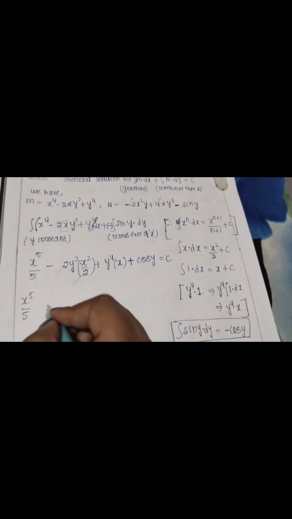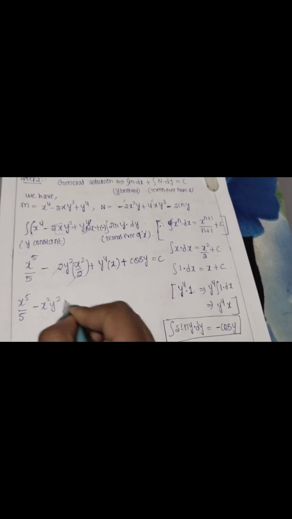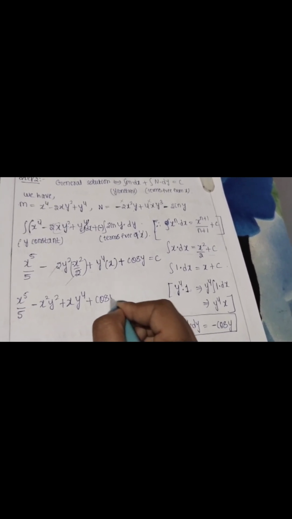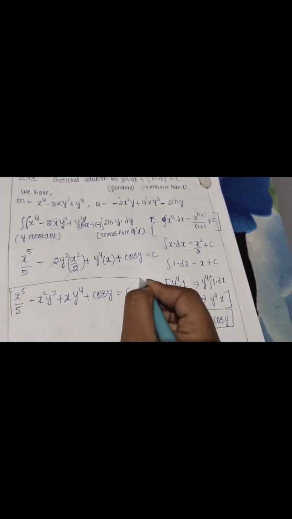Now I think this 2 and 2 get cancelled over here. Let's simplify this: minus x²y² plus xy⁴ plus cos y equals c. This is the answer we get on the whole.